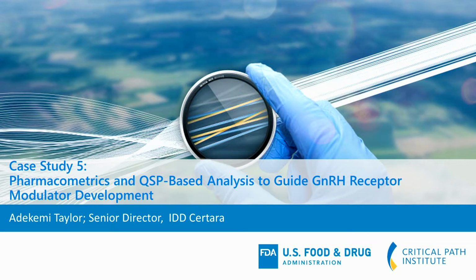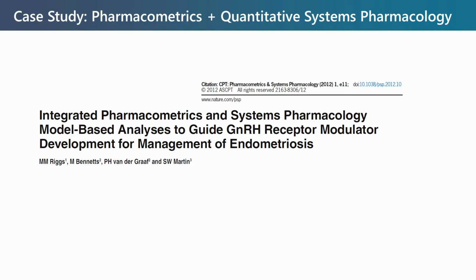I will be presenting the fifth case study on model interconnectedness: how modeling was used to guide development of a gonadotropin-releasing hormone receptor for the treatment of endometriosis. The case study is based on this paper by Riggs et al. I will provide a brief overview of the analyses. For more details, please refer to the publication.